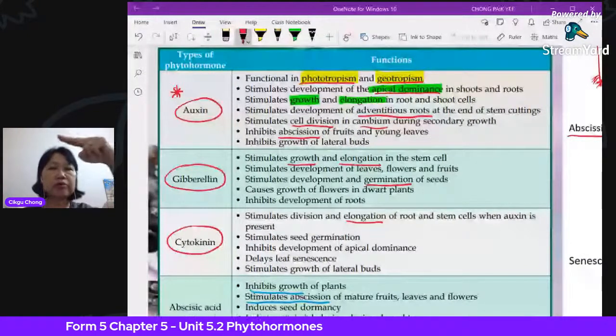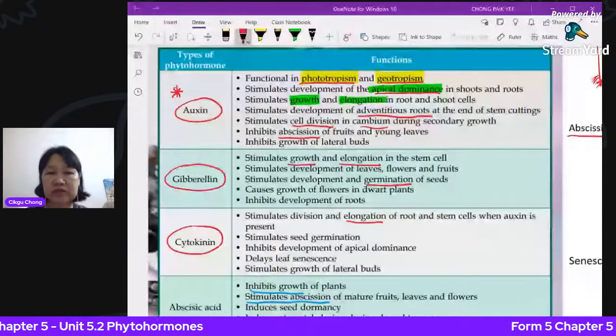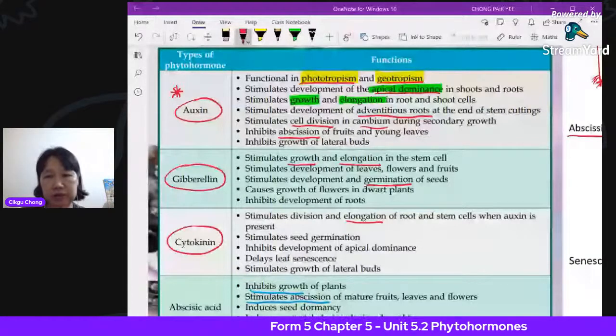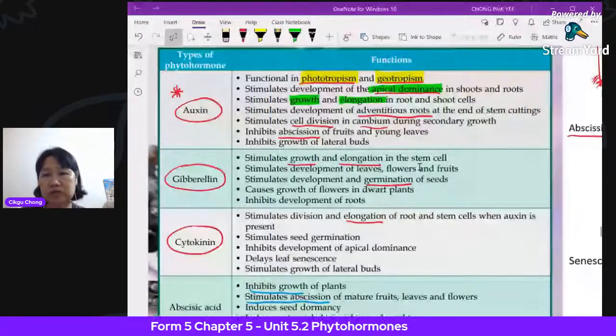Understand so far? So we only talked about one hormone. Always remember auxin is very important. Out of the five hormones, the most important is auxin.